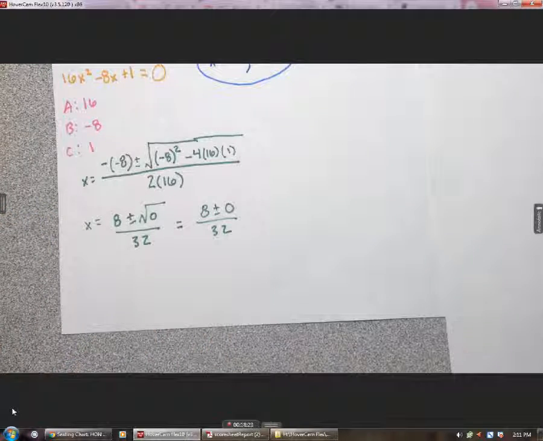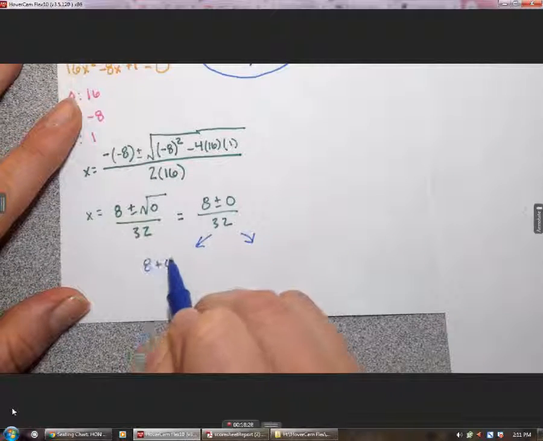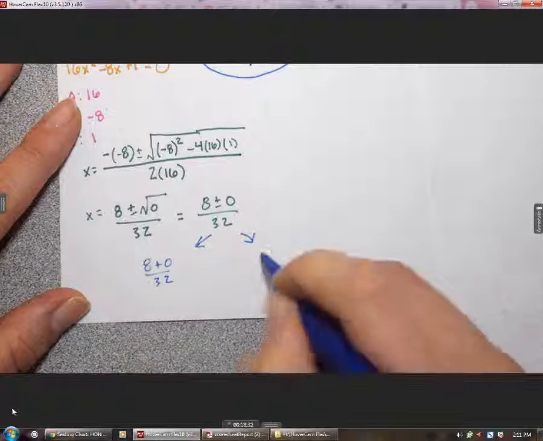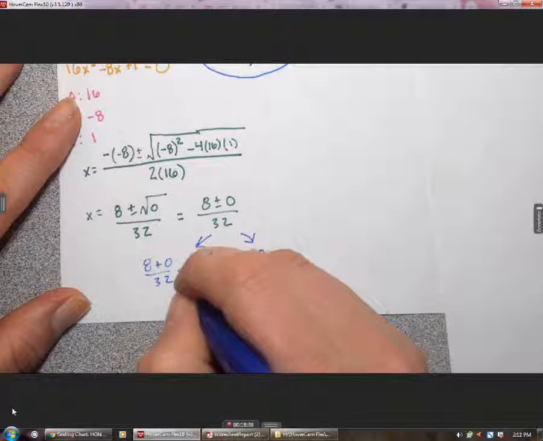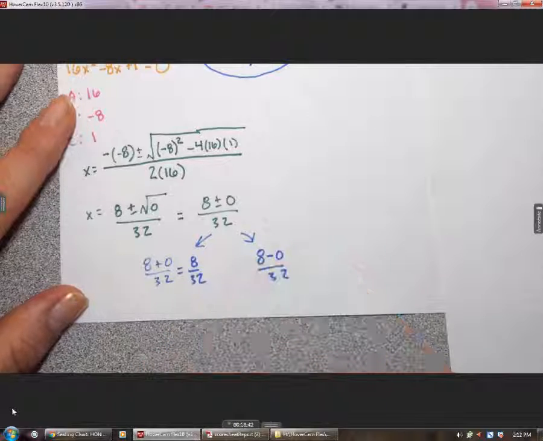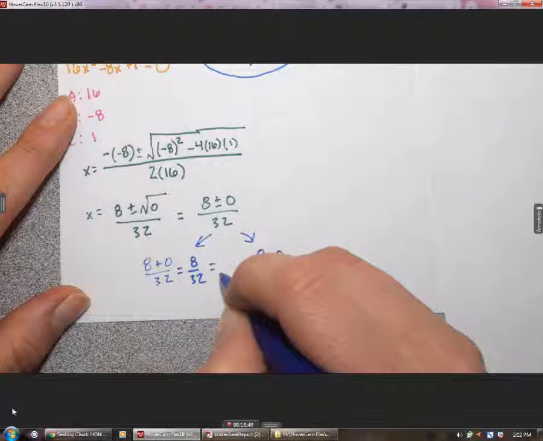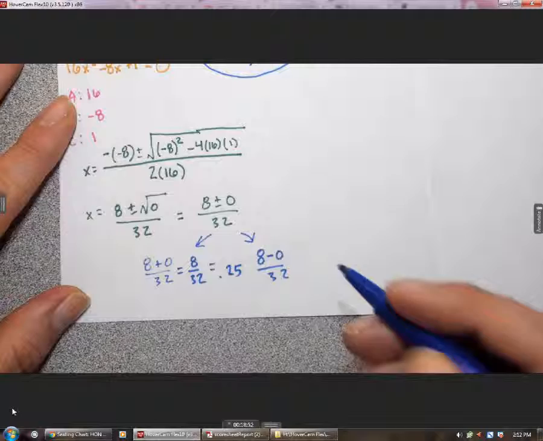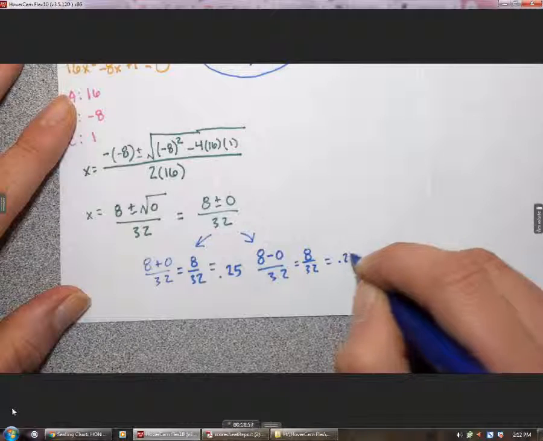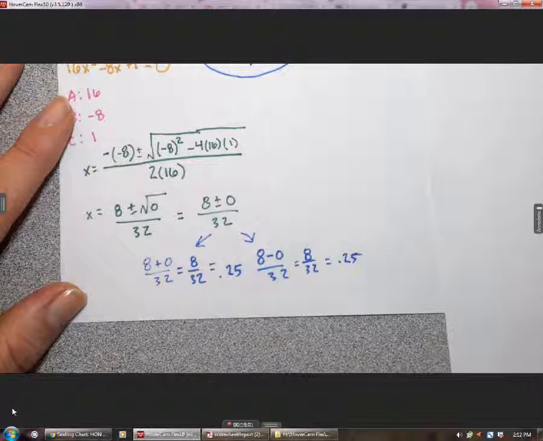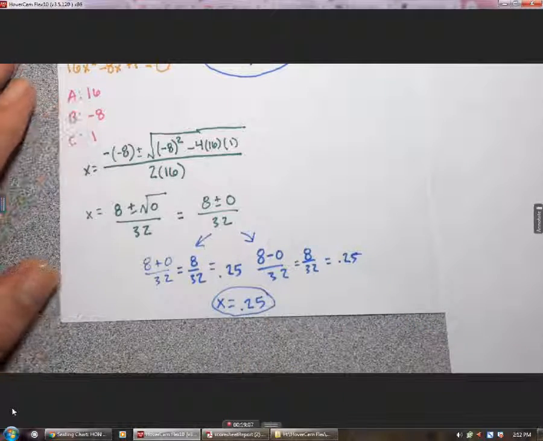And when you split this up, you'd have 8 plus 0 over 32, and then we'd have 8 minus 0 over 32. What's 8 plus 0? 8 over 32. It's okay, you were thinking times. 8 over 32 is a fourth, or 0.25. What's 8 minus 0? 8 over 32, so it's the same. What is the answer? 0.25. So x is 0.25. There's only one solution.